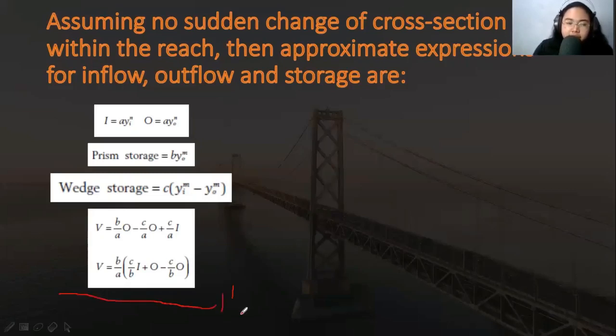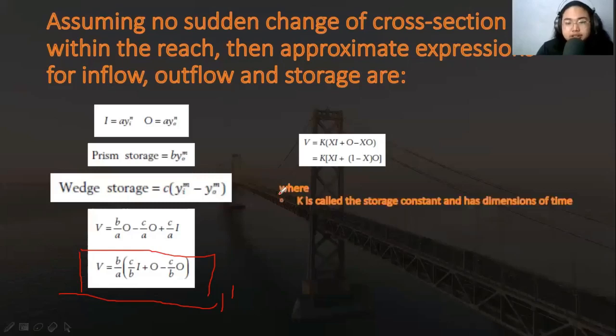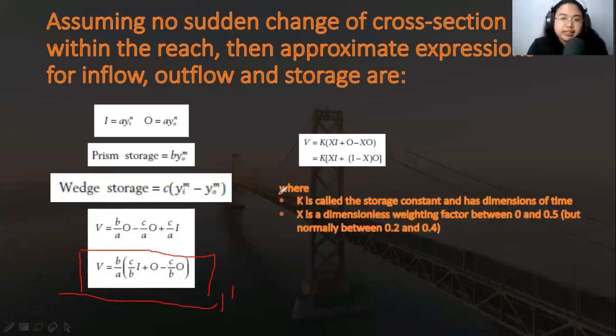Now V is equal to B over A times O minus C over A times O plus C over A times I. And then for simpler na equation ito, V is equal to B over A multiplied with the quantity of C over B times I plus O minus C over B times O. So let's take K as B over A and then X as C over B, ganito. Magiging ganito ang equation: V is equal to K multiplied to the quantity of X I plus (1 minus X) O. Ayan. Where K is called the storage constant and has dimensions of time. And X is a dimensionless weighting factor between 0 and 0.5, but normally between 0.2 and 0.4. Ayan.